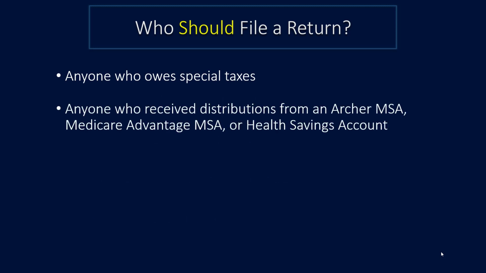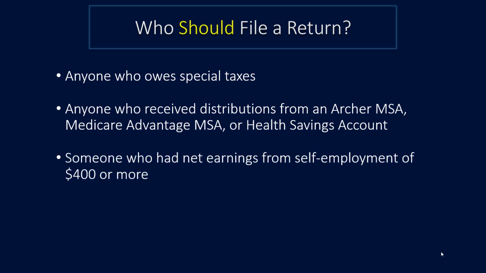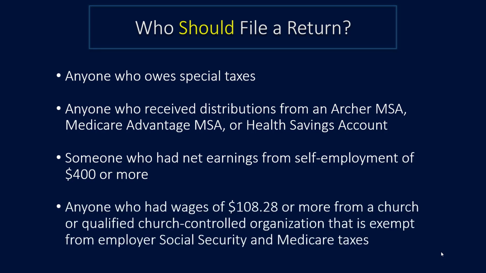Anyone who received distributions from an Archer medical savings account, Medicare Advantage MSA, or a health savings account. Someone who had net earnings from self-employment of $400 or more. Anyone who had wages of $108.28 or more from a church or qualified church-controlled organization that is exempt from employer Social Security and Medicare taxes.